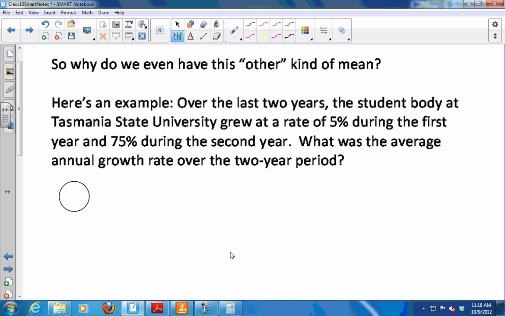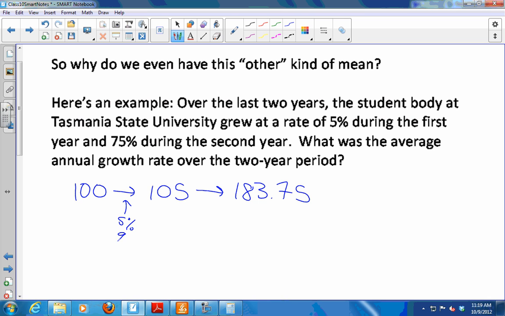So 100 is going to become 105, is going to become 183.75. Okay. So this is increased by 5%. This is 5% growth. And then this is 75% growth.